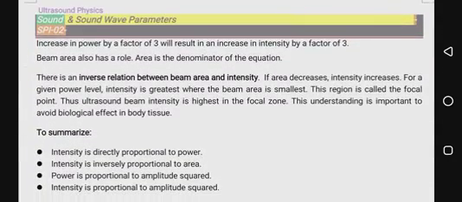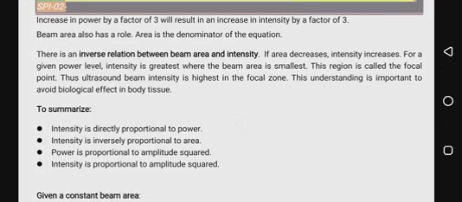So your increase in power by a factor of 3 will result in an increase in the intensity by a factor of 3 because they are directly proportional. Beam area also has a role. Area is the denominator of the equation. So there is an inverse relationship between beam area and intensity. If area decreases, intensity increases. And that is very true.